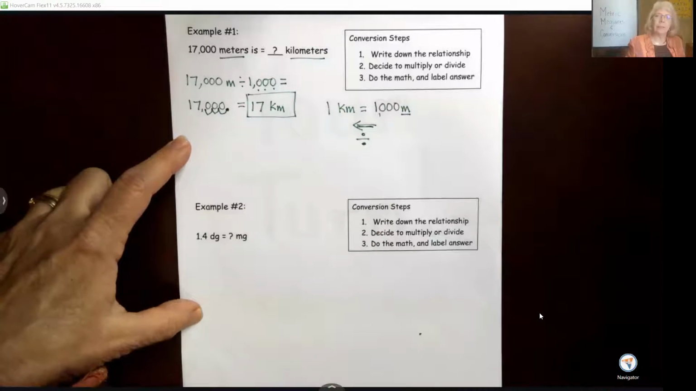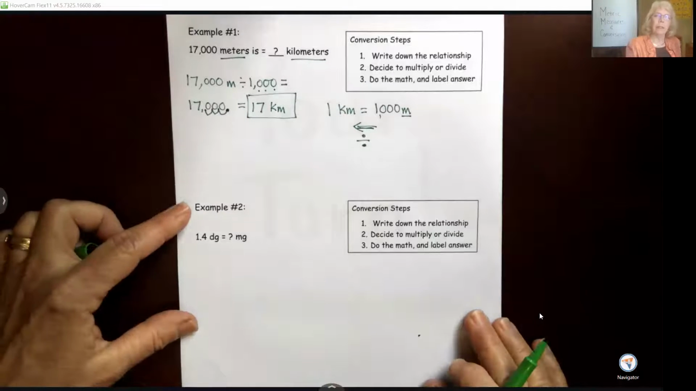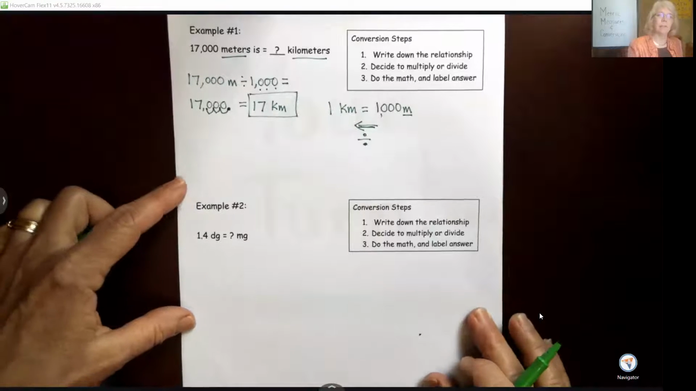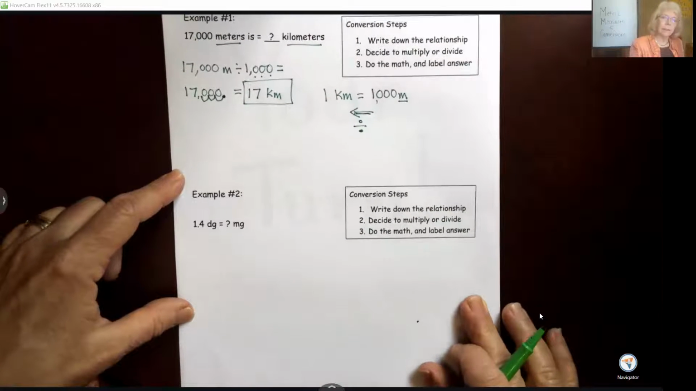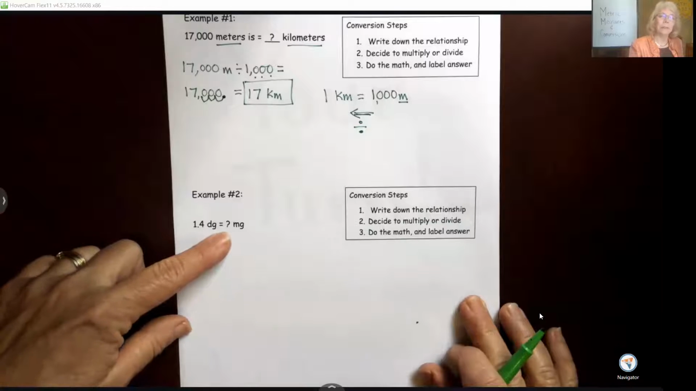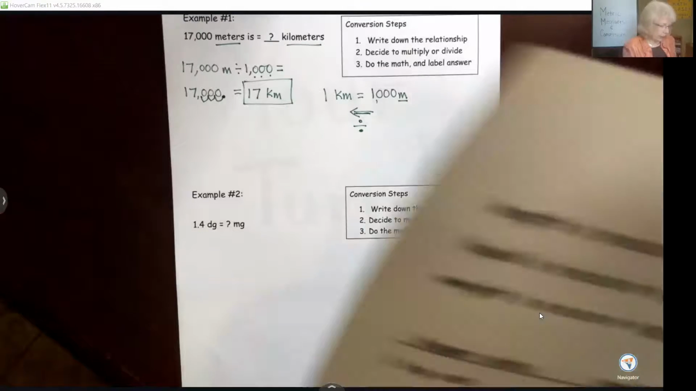Okay, let's do one more. If you're feeling confident, pause it and do it on your own, but I will be giving you a whole practice page with an answer key. So if you just want to keep watching right now, that is fine. Okay, so this one we have 14 dg equals question mark mg. What are these? Well, we're going to go back to our page.